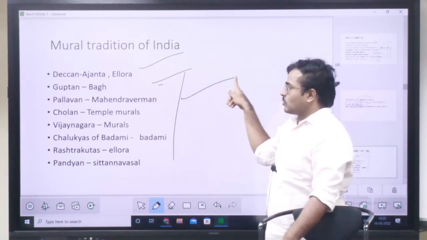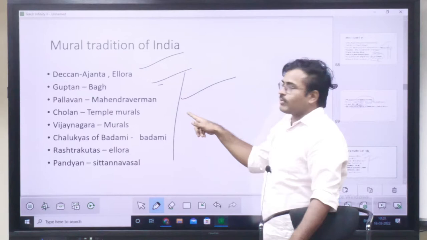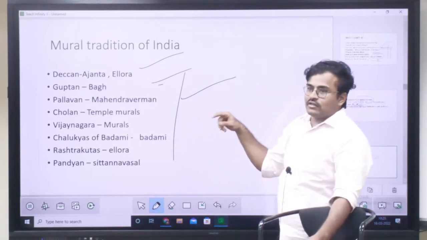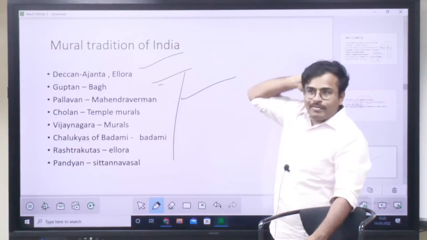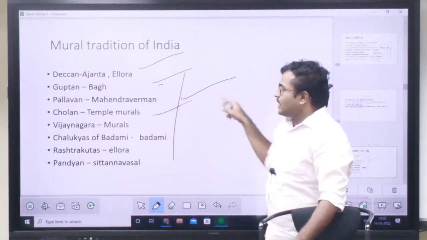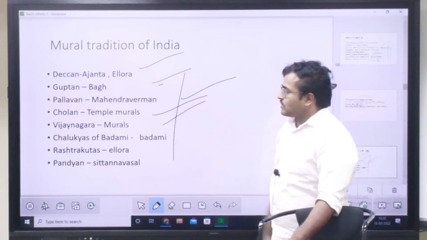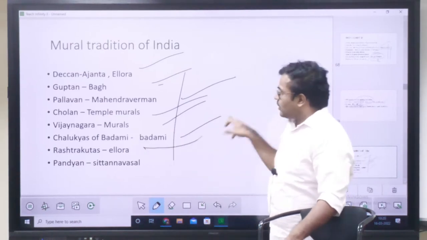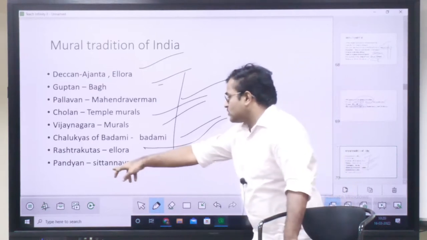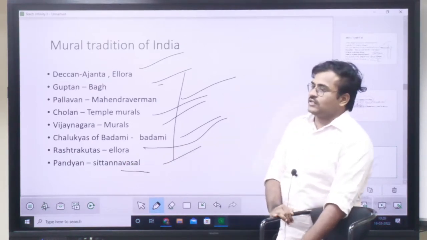Pallava paintings are also there from the time of Mahendravarman. You remember Mahendravarman, Vichitrachitra, Chitrakarapuli. So he's the one who had a fight with Pulakesi. Remember? So that same person. Chola temple murals are there. Vijayanagara murals are there. Chalukyas of Badami, their paintings are also there. Rashtrakutas, they drew some paintings at Ellora. And Pandyans, they had this painting tradition at Sittanavasal.